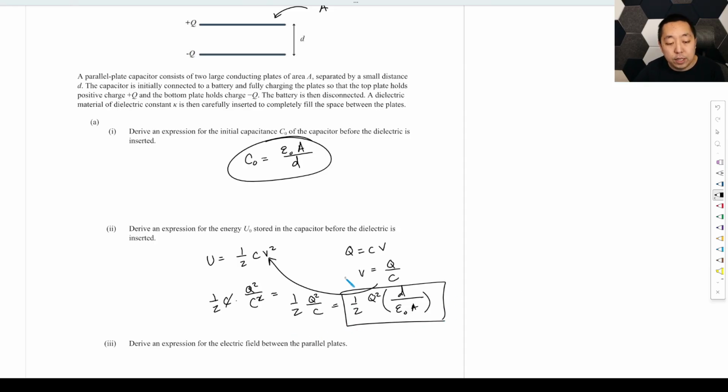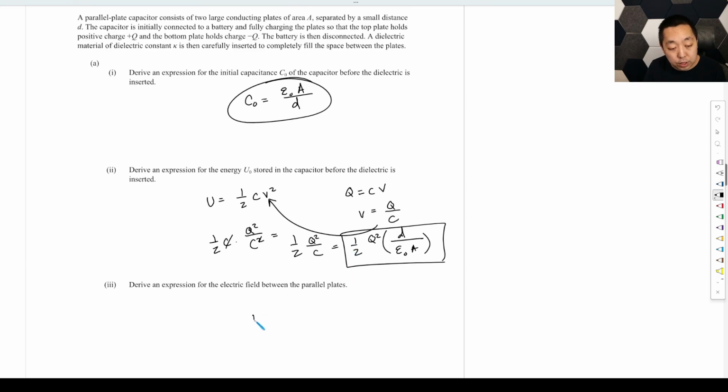Derive an expression for the electric field between the parallel plates. So the electric field is going to be the voltage divided by the distance for the parallel plates. I don't know what the voltage is, right? So the voltage is Q over C times D. We know the capacitance is epsilon naught A over D, times D, and you can see the D cancels, and that's why we get Q over epsilon naught A.